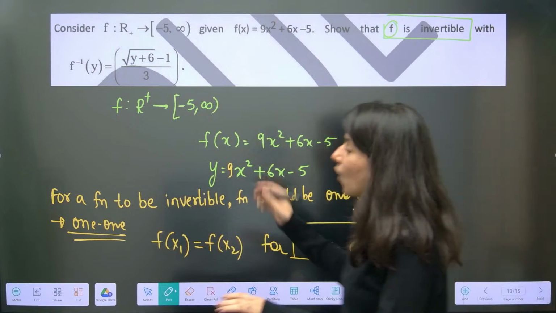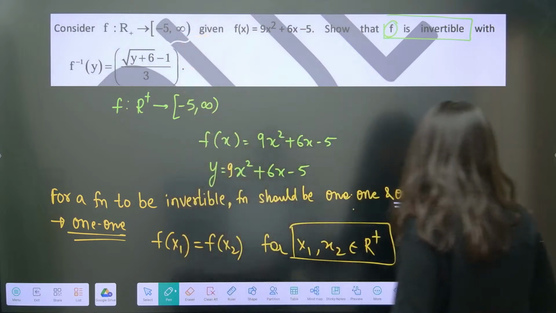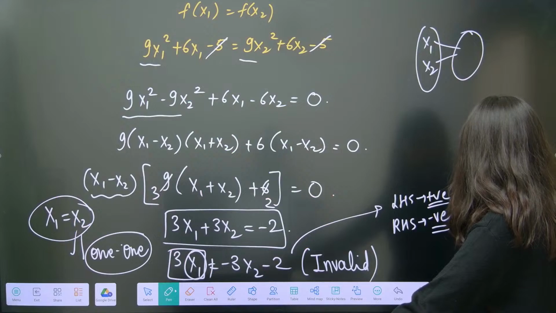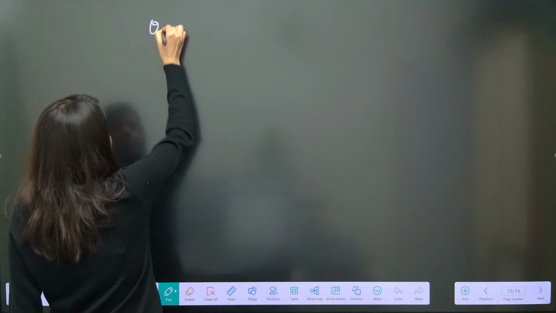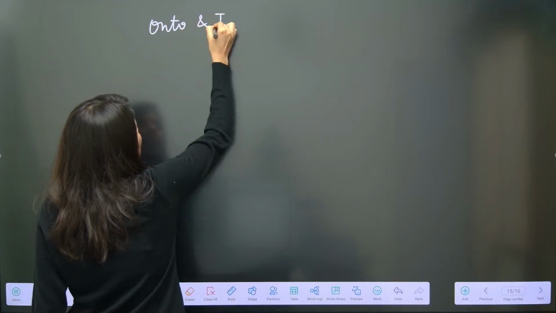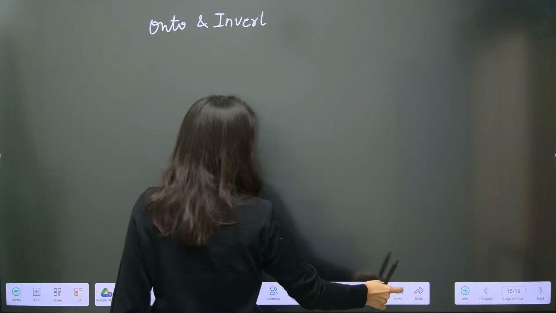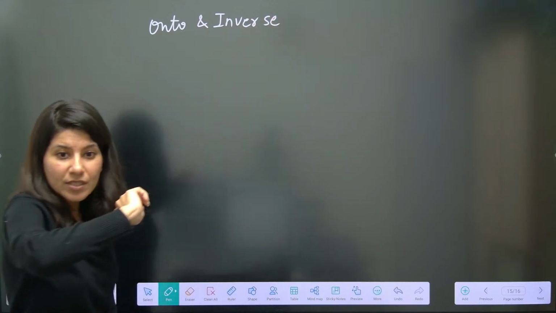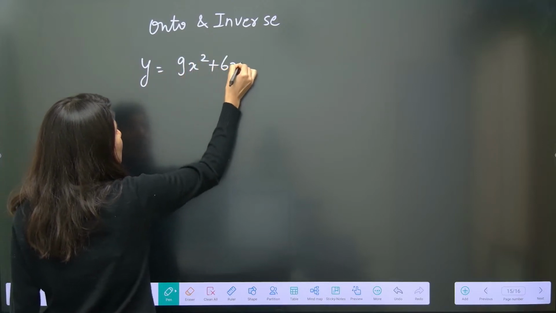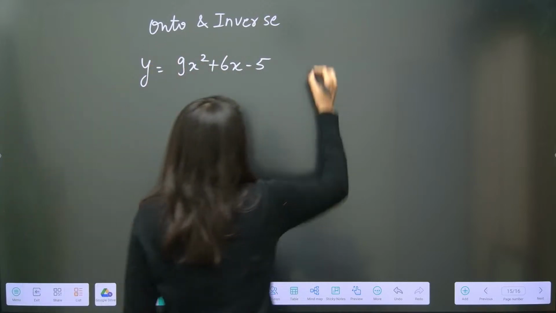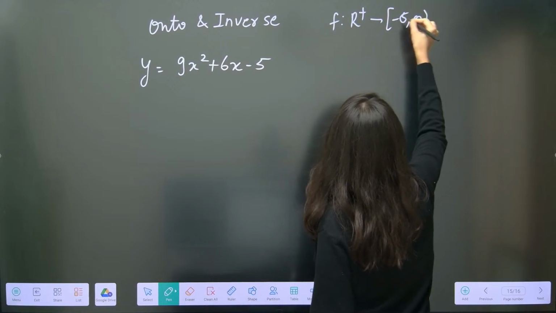Now understand, onto means we have to prove that the range of this function is minus 5 to infinity. So for that, how to find the range? Onto and invertible will go together, hand in hand. We will prove it onto and find the inverse also together. So y is equal to 9x square plus 6x minus 5, where your function is from R plus to minus 5 to infinity. Now you are looking for the range of this.